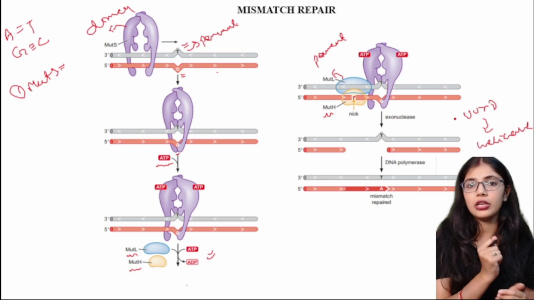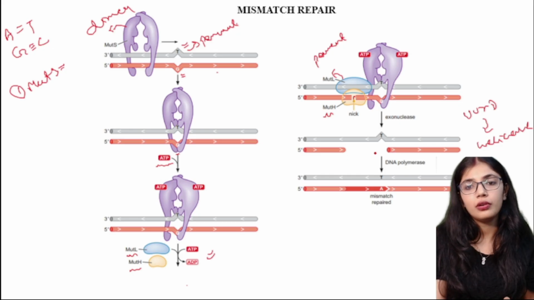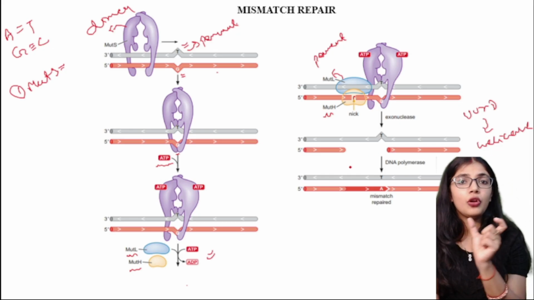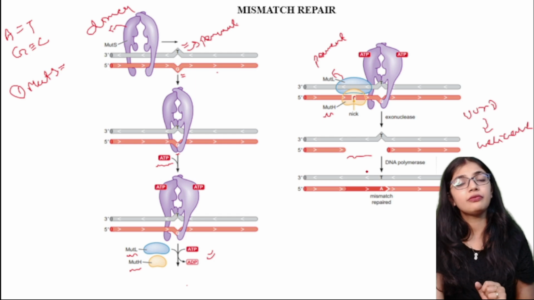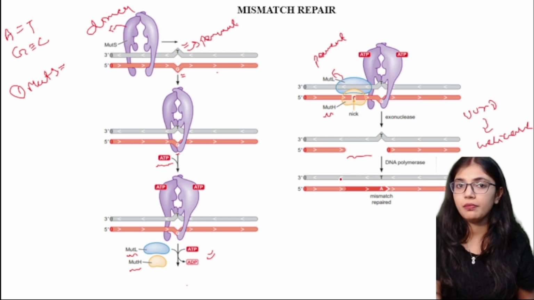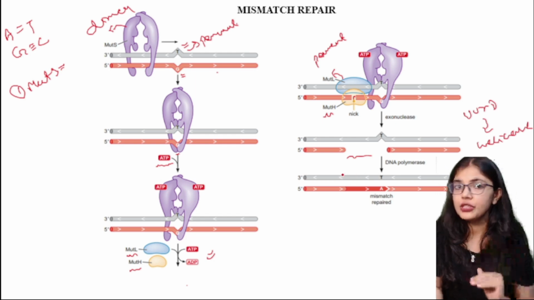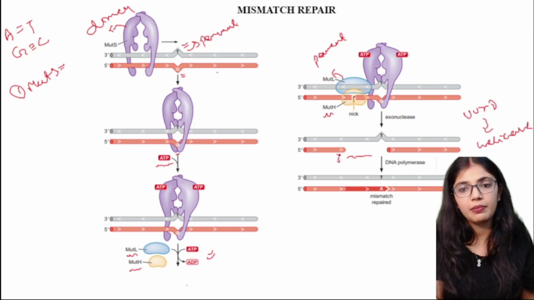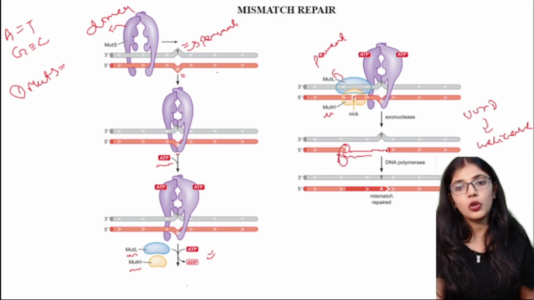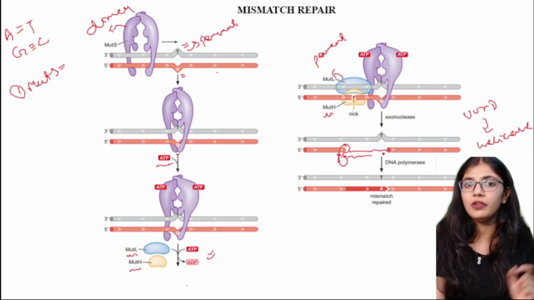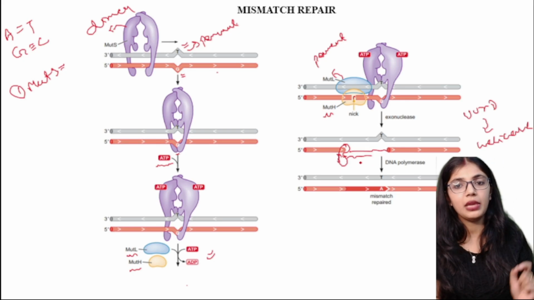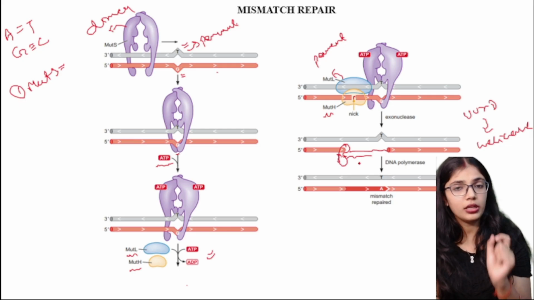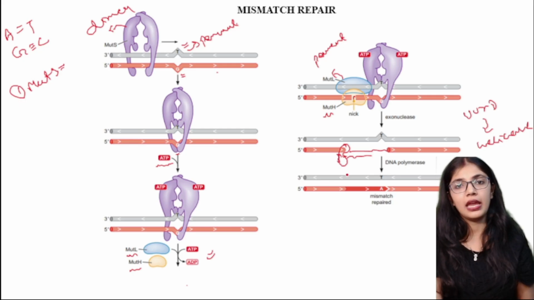It will cut the DNA. After the cutting, this gap needs to be filled. This filling of the gap is done by DNA polymerase. The work of DNA polymerase is the synthesis of the DNA, and for that it requires a 3' OH group. Here there is a 3' OH group where the DNA polymerase will come and bind, and there will be synthesis of this DNA. At the end there will be involvement of DNA ligase for sealing the gap. In this way, the incorrect nucleotide is replaced by a correct nucleotide.